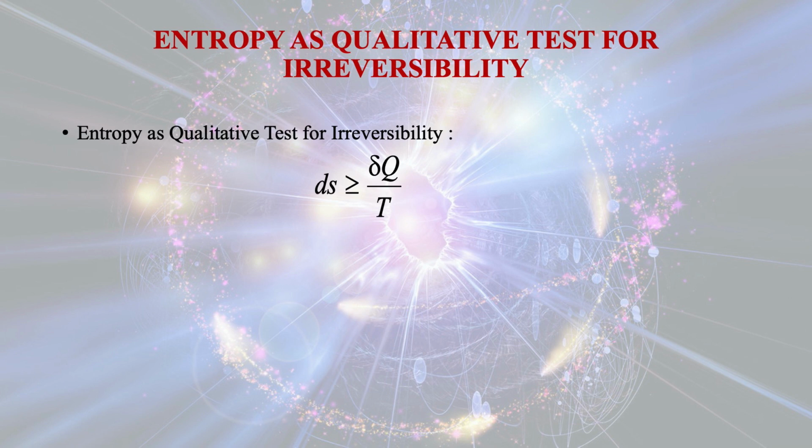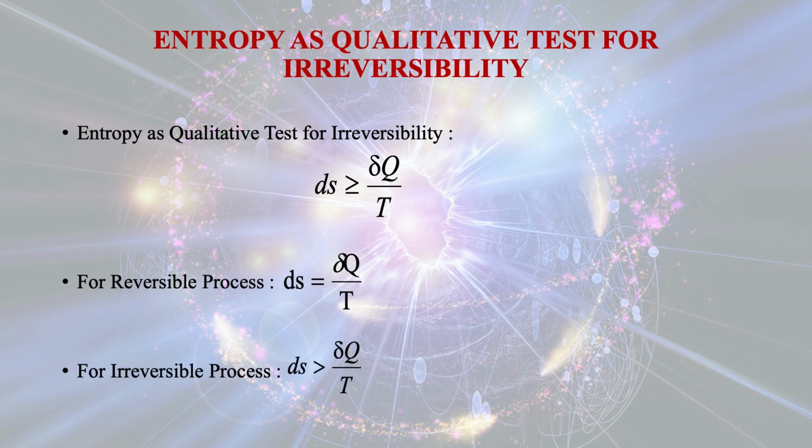So we know very well that the change in entropy for an isolated system is greater than or equal to del Q by T, and for a reversible process, that is dS is equal to del Q by T. For an irreversible process, the change in entropy is always greater than del Q by T. Now let us discuss the principle of increase of entropy.